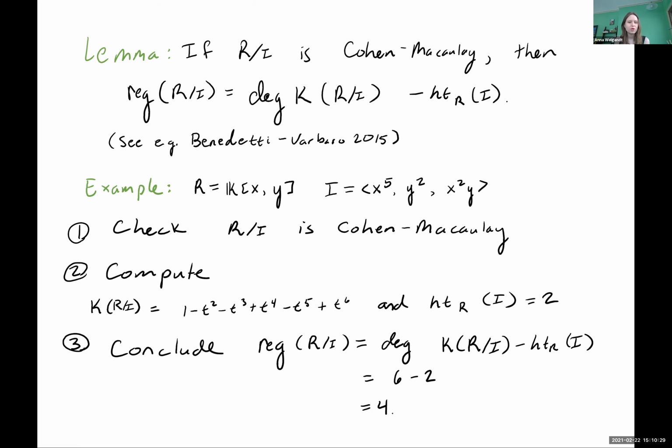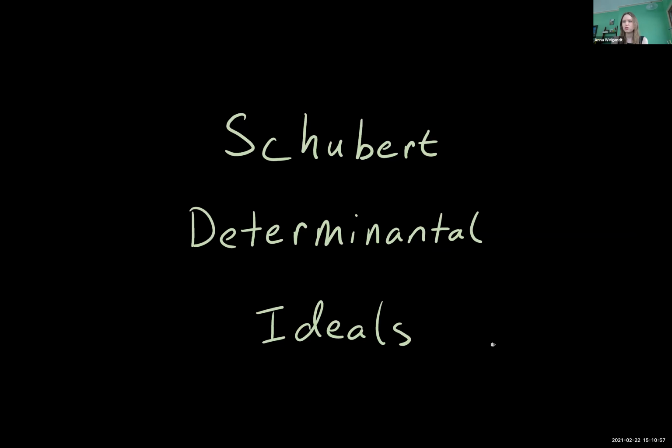And so we can compute, for instance, we already saw this K polynomial. You could check that the height of this ideal is 2. And so this is going to tell us that the regularity is 6 minus 2, which gives 4. So again, free resolutions can get messy, they can get big. And if you just happen to know the K polynomial already, then you can get an idea of how complicated these resolutions can be.